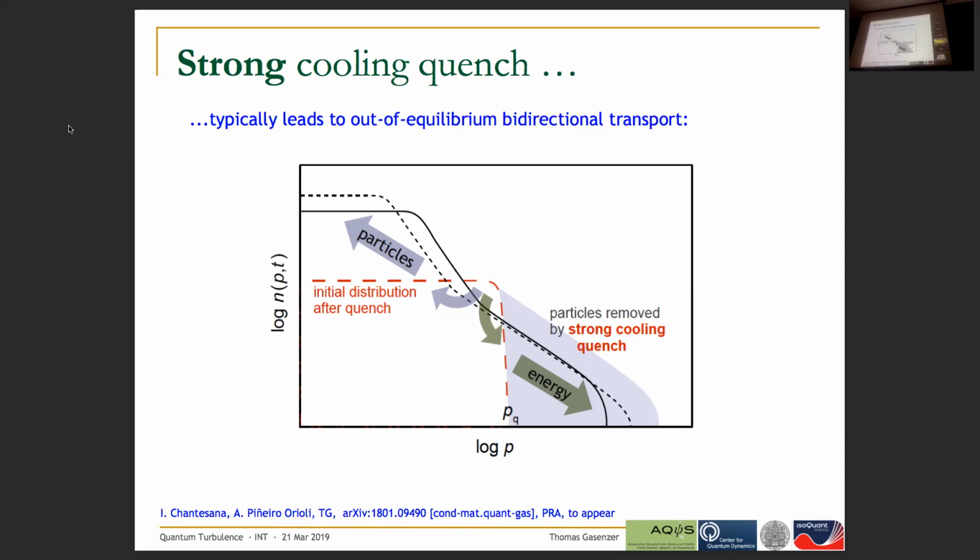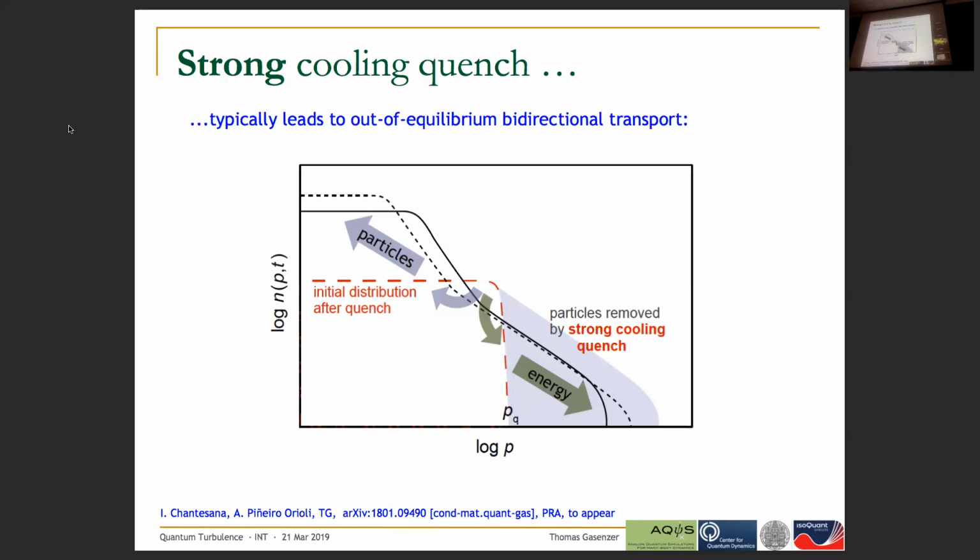Your system is isolated? Yes, that's what I assume for the moment. That's not the most general case. Apart from the quench, exactly. After the quench, I assume it's isolated, and the number of particles is conserved. Yes, I'm thinking of these types of systems. Otherwise, it just gets more complicated.